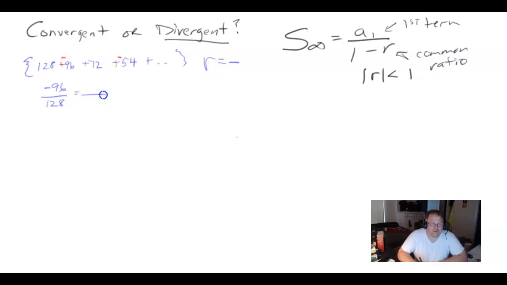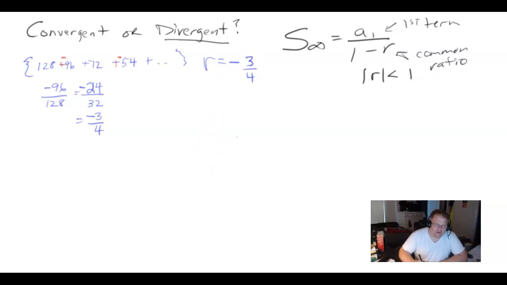And this is going to be divide by 4, I think. So this is 24, and this is 32. Ooh, I can divide it even more. So this is 3/4. Negative 3/4. Okay, negative 3/4.